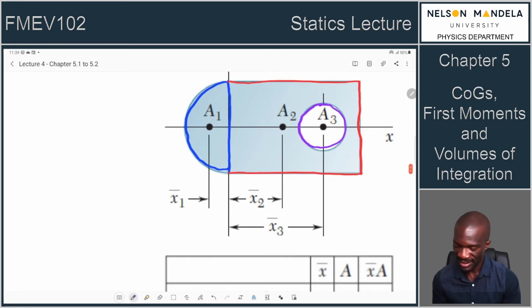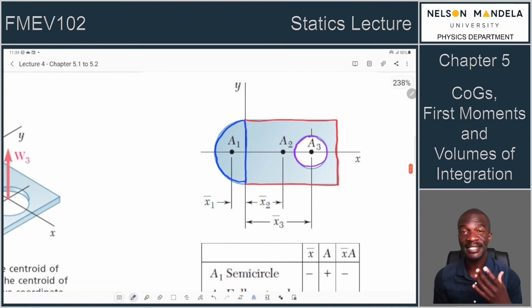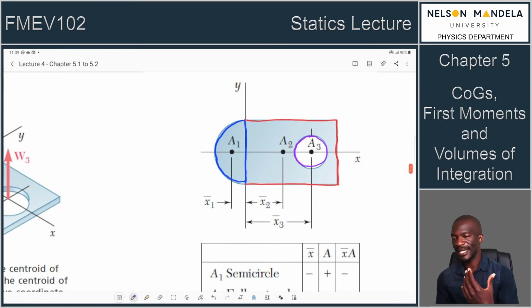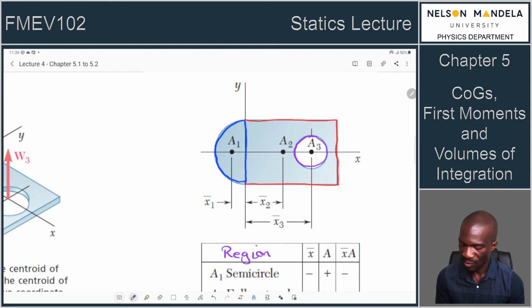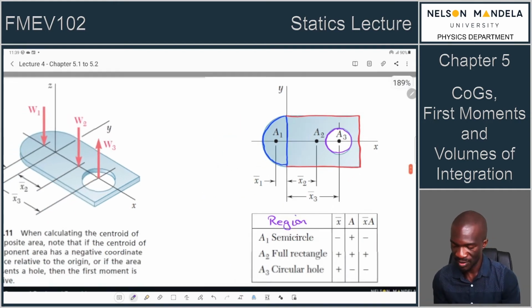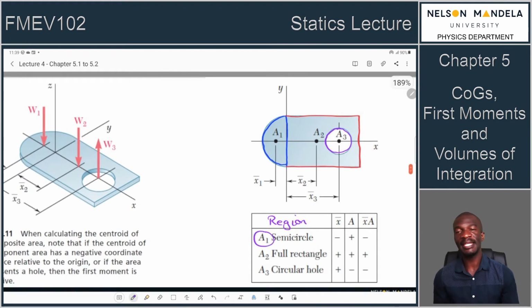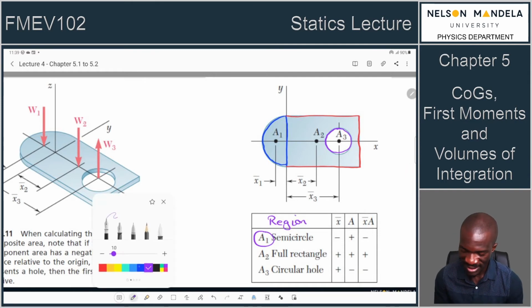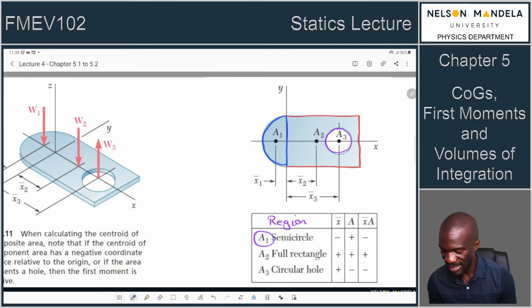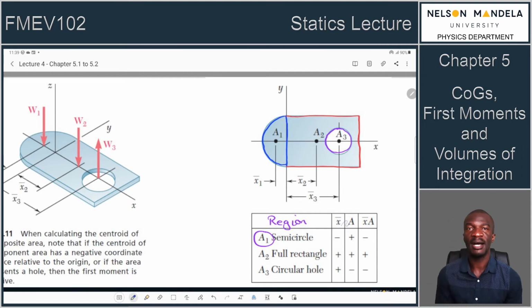So for these areas, if you want to find the centroid, you can now construct a table that has a region or a piece of the material. The first region is our region A1. What is the geometry? It's a semicircle. So if you want to find the centroid of a semicircle, you just jump onto your tables. The tables will show you some centroid calculation.